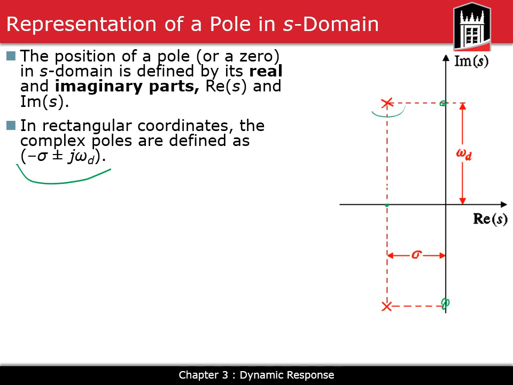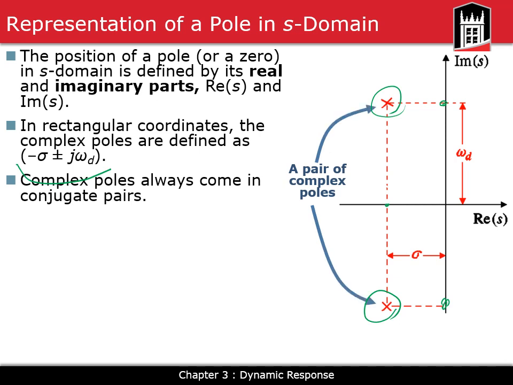Negative sigma plus j omega d gives you this pole here. Negative sigma minus j omega d gives you the other one. We will use cross signs for showing the poles on the S-plane, and we will use circles for showing the location of zeros on the S-plane. Complex poles always come in complex conjugate pairs. We already talked about this. Now we wrote the real part of the pole as negative sigma and its imaginary part as positive or negative j omega d. These have a significance that we will see in the future slides.